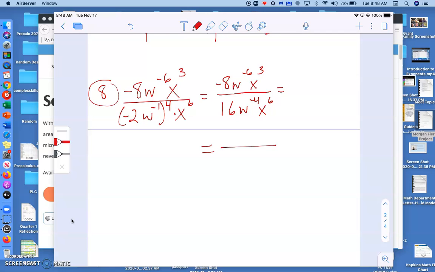So let's see. Negative 8 over 16, w to the 6th flipped, w to the 4th flipped, x to the 3rd stays, x to the 6th flipped. And again, this is where I was talking about those bases. You want one of each base. Well, our number, negative 8 over 16, that's negative half.